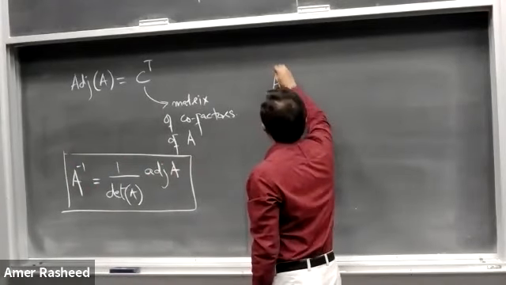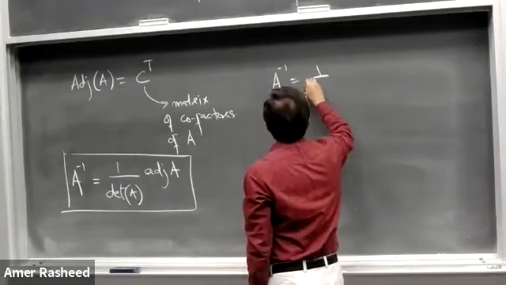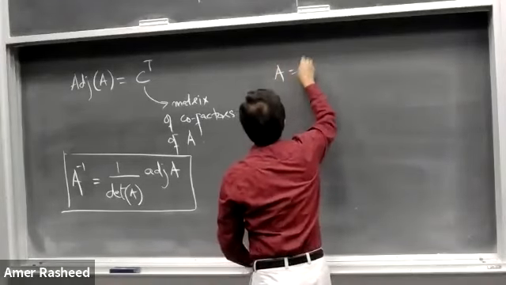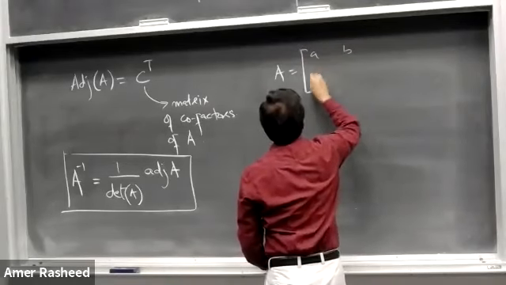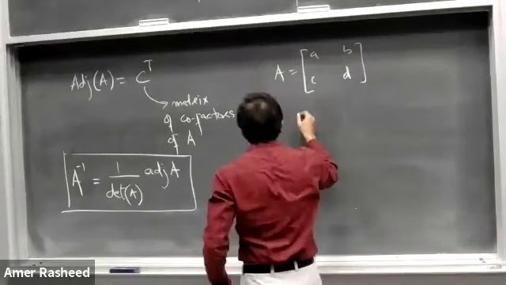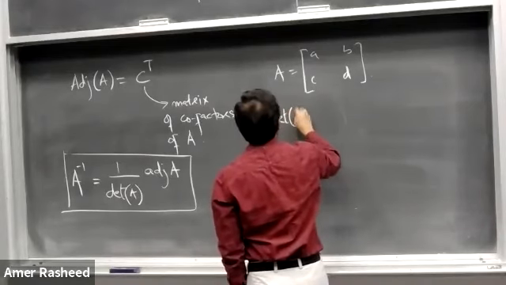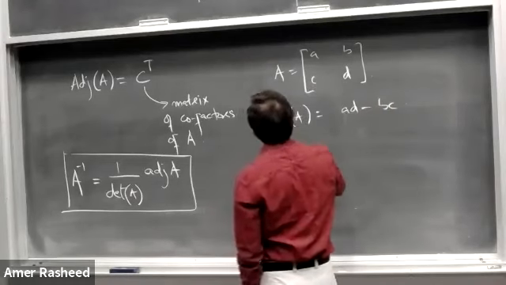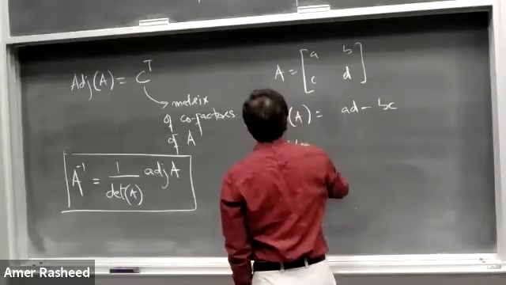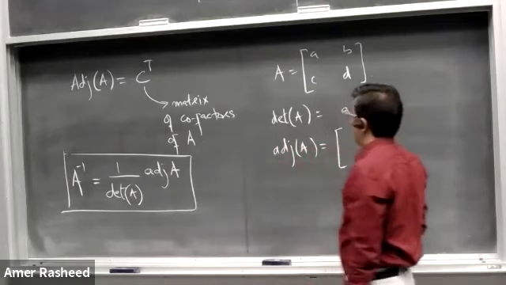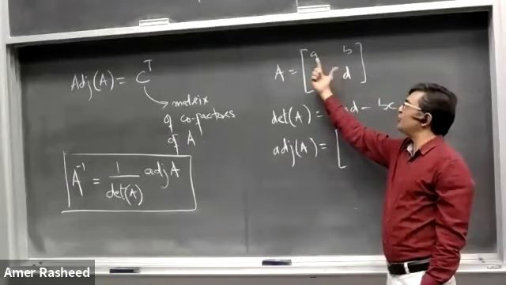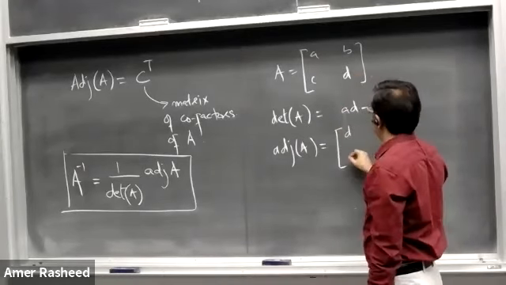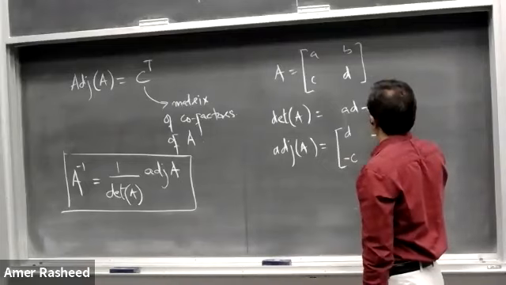You have already studied the 2 by 2 formula. What is that? 1 over determinant of A. If A is a, b, c, d, then how do you find the inverse? You find the determinant of this matrix, which is ad minus bc. And then what is the adjoint of A here? Adjoint of A is you just replace the positions of these two elements, d and a, and then you just change the sign of these two things.